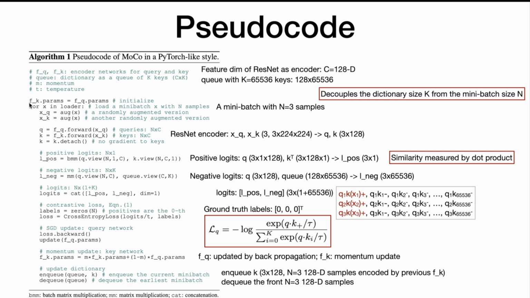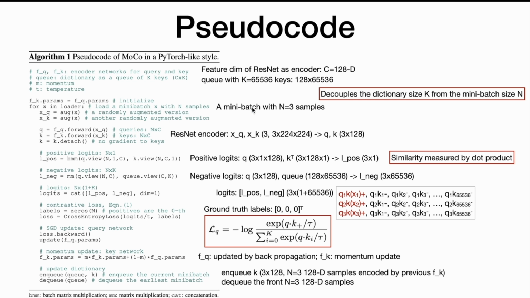Initially, we randomly initialize the key network and the query network. Then during training, each time we load a mini batch of samples.